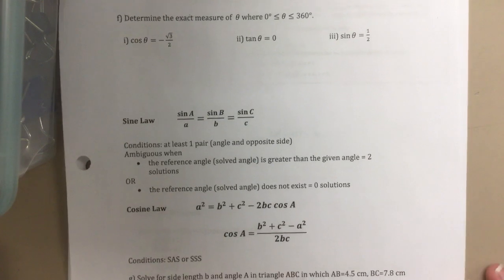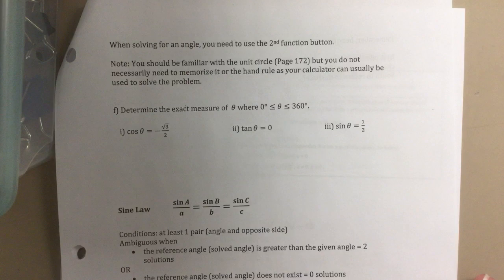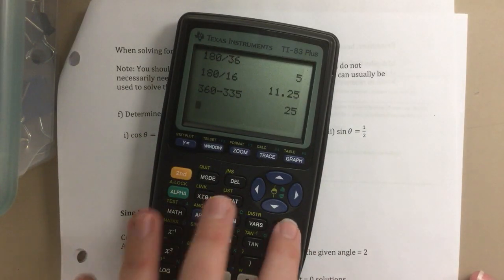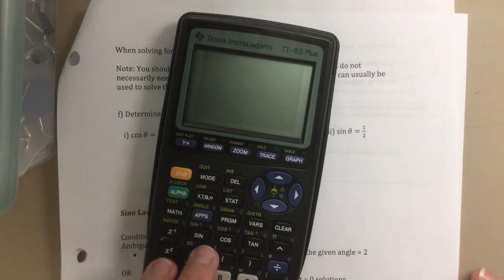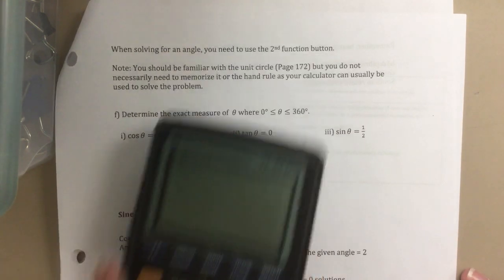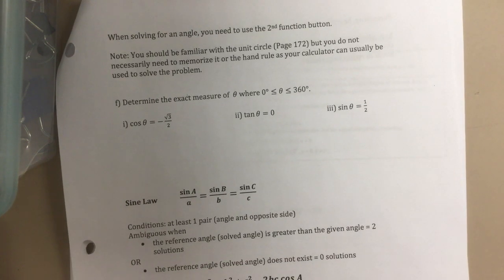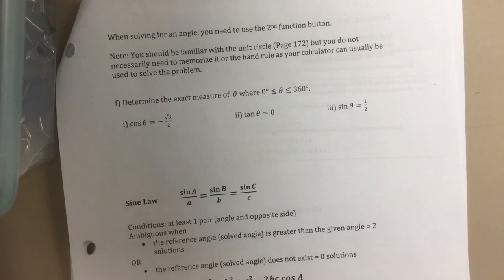When solving for the angle, you need to use the second function button. What I mean by that is, in solving for the angle, you should be hitting second sine, which will give you sine inverse, second cos, or second tan, because you don't need the ratio, you need the angle. It helps to be familiar with the unit circle. However, if you're not familiar with the unit circle, you're going to be just fine. You can use your calculator to solve the problem, or if you would like to use the unit circle, we can use the hand rule as well.